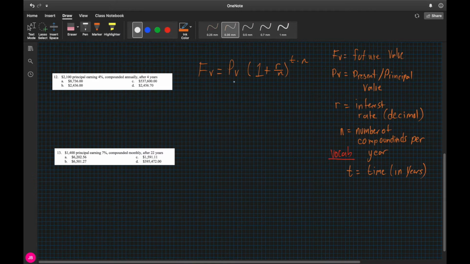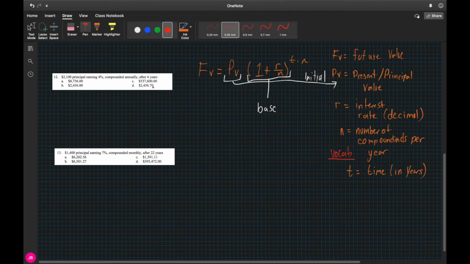And since this is an exponential function, you do have an initial value, and logically it makes sense that the initial value will be your starting amount, which is your present or principal value. And then your base is going to be what you raise to the exponent. So this 1 plus r divided by n will be your base.